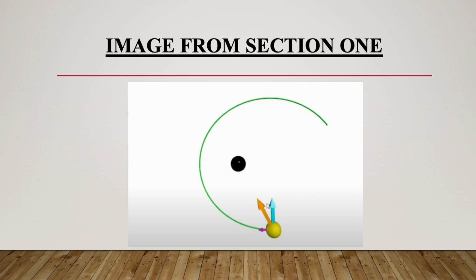So this is what the product of our code was. As you can see, the green line is the circular orbit of this mass orbiting this black hole in the middle, and the arrows are just showing the different components. For example, the smaller magenta arrow is the p hat direction, which is following the circular trajectory, and then the orange arrow is pointing towards the black hole, which is n hat.